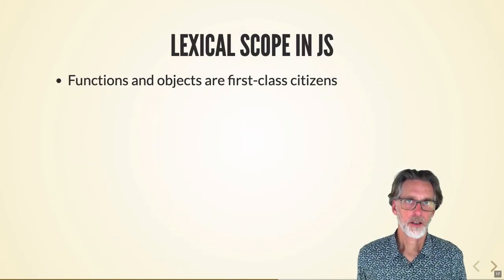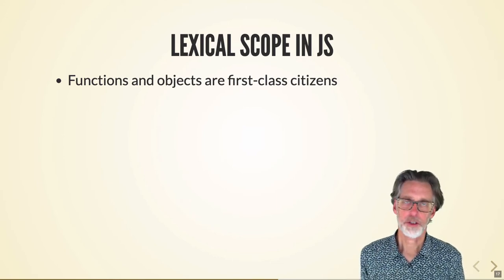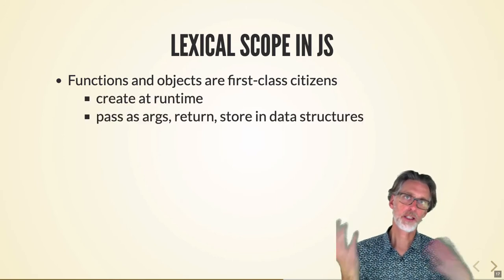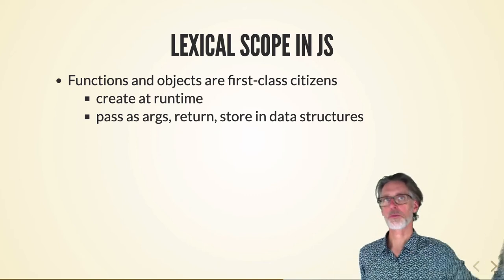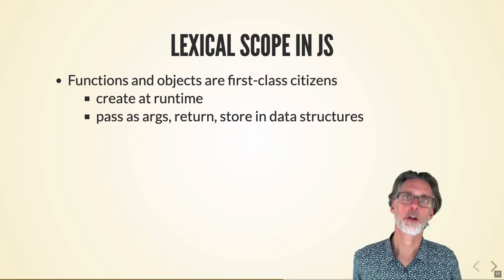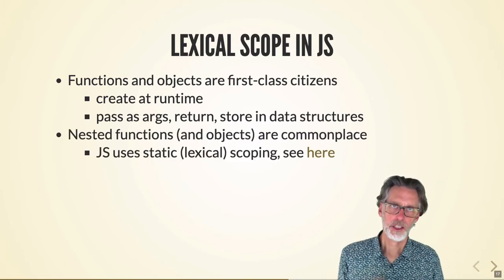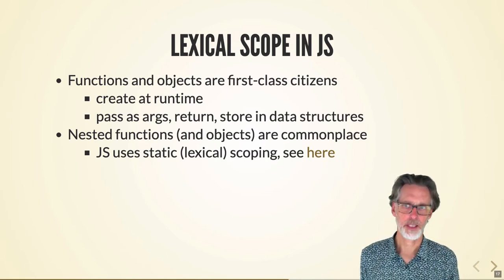As I said at the beginning of the lecture, functions and objects are first class in JavaScript. And just to remind you, that means that we can create these at runtime, we can pass them around, we can return them as results from methods, we can store them in variables and data structures, etc. And nested functions in JavaScript are very, very common.